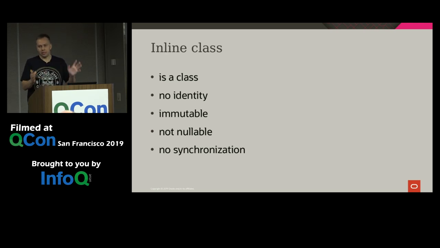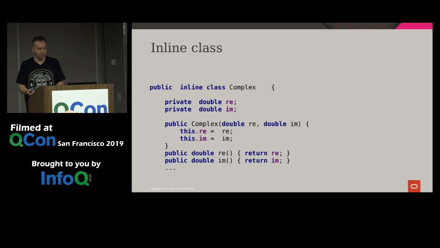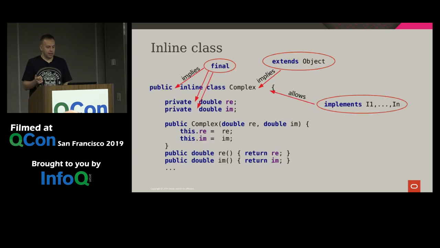Absolutely as a class, just with the simple new keyword. It has no identity. It's immutable. That's an essential requirement. You can't assign a null value into variables of that type, and it has no synchronization at all, of course. Like this is an example of code. We assume that everything is final, all our fields are final, it's an immutable class.